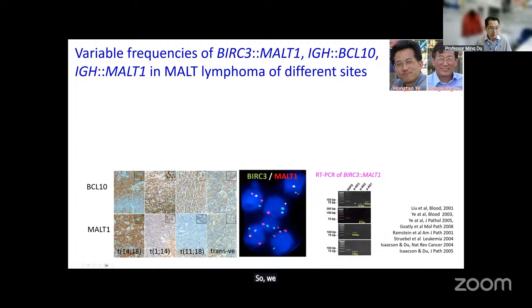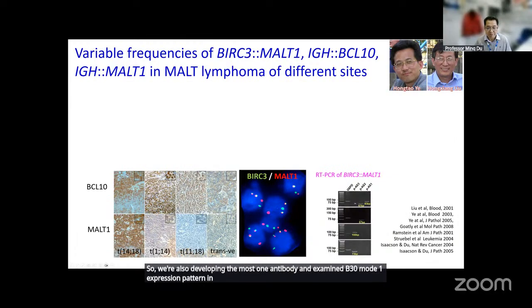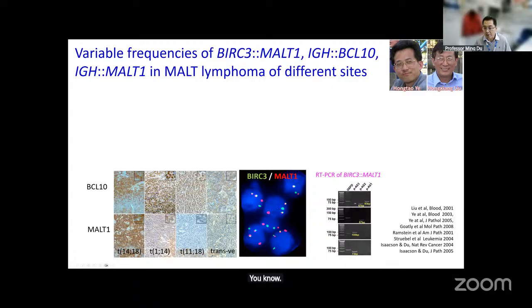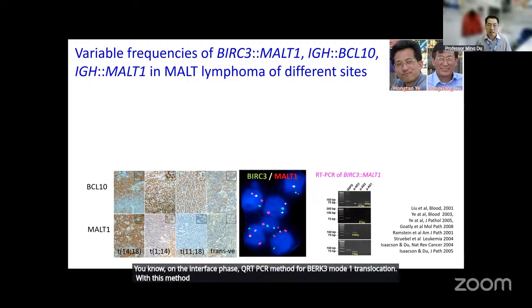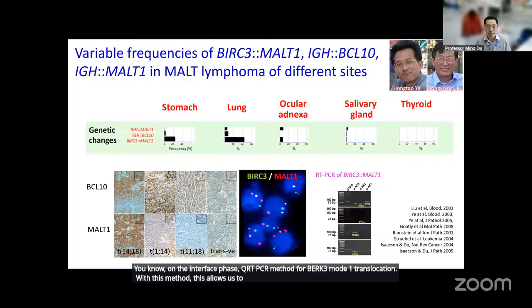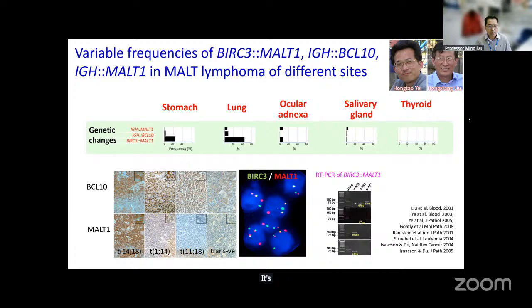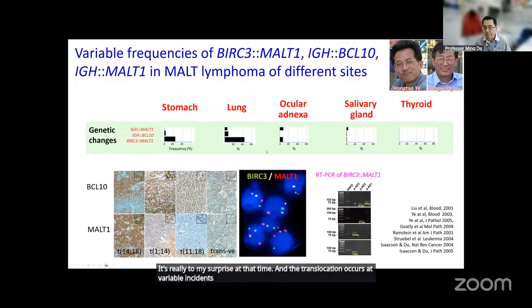We also developed the MALT1 antibody and examined the BCL10 and MALT1 expression patterns in MALT lymphoma with different chromosome translocations. We also developed an interphase qRT-PCR method for the API2-MALT1 translocation. With this method, we could examine the translocation in MALT lymphoma of different sites. It was really a surprise to me at that time. The translocation occurs at variable incidence in MALT lymphoma of different sites.